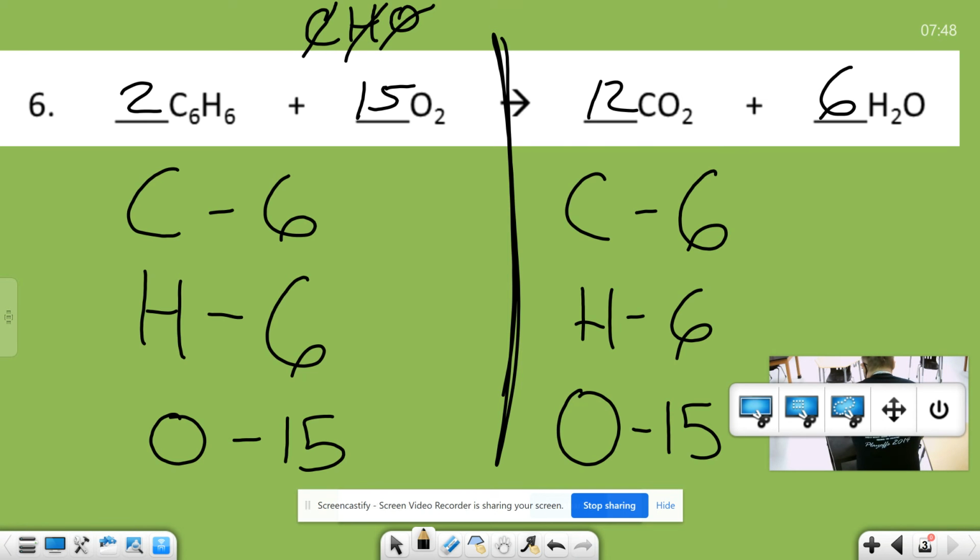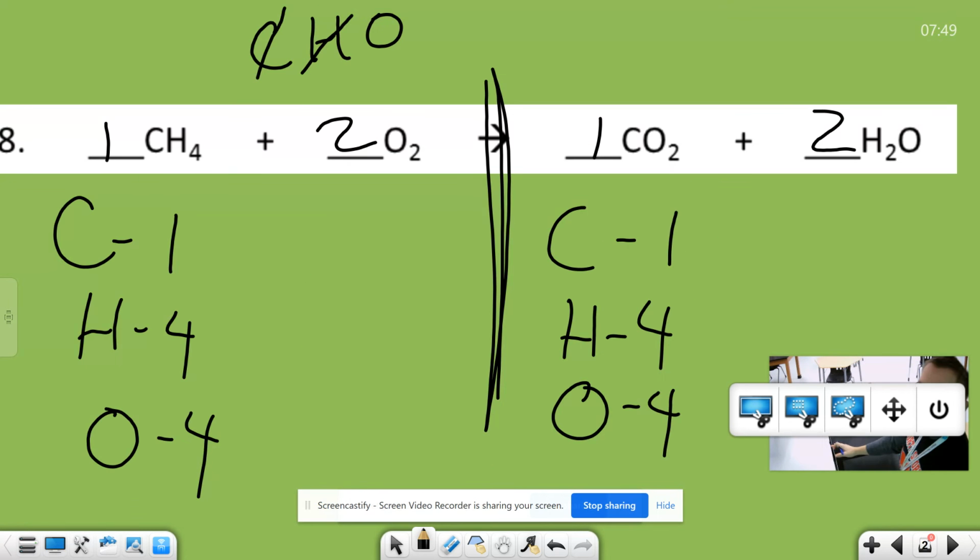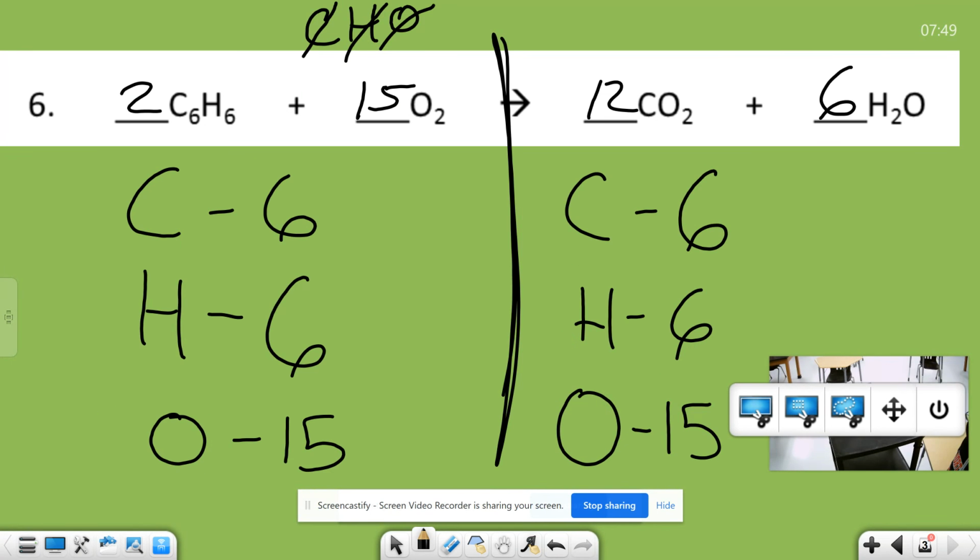All right. So sometimes, like in this problem here, once you balance oxygen, you're done. But sometimes, once you balance your oxygens, you have to double everything to get rid of the decimal.